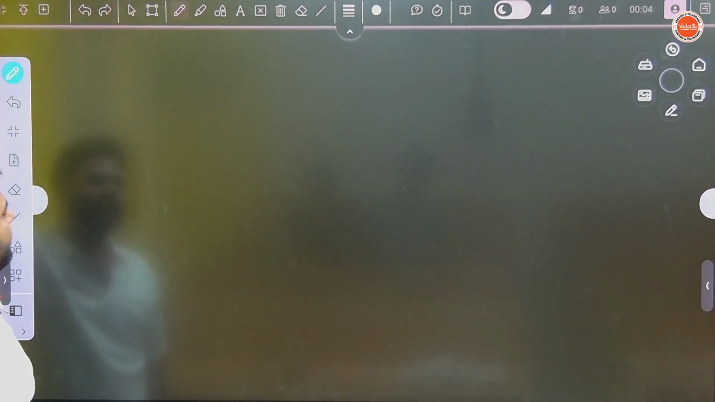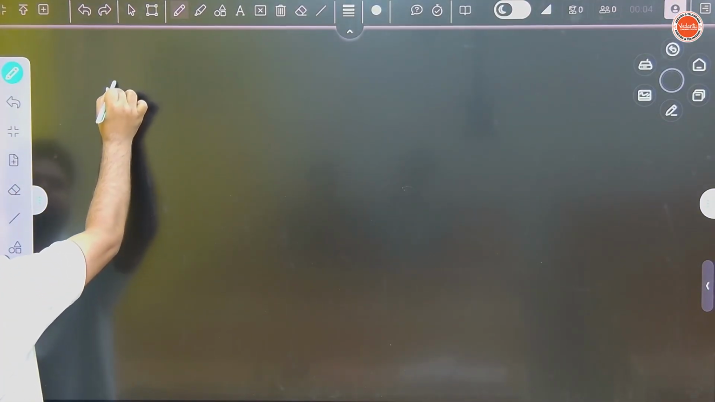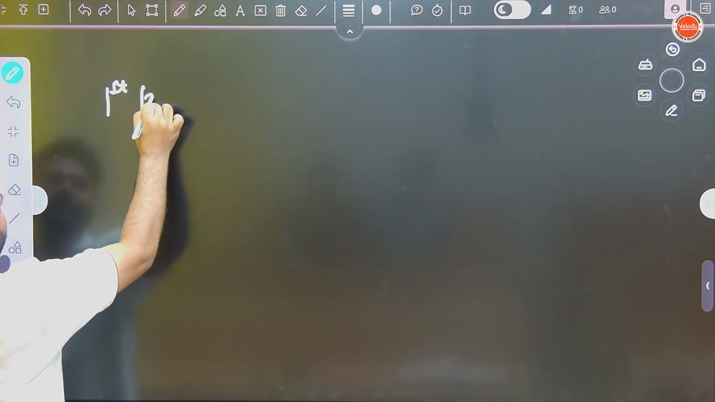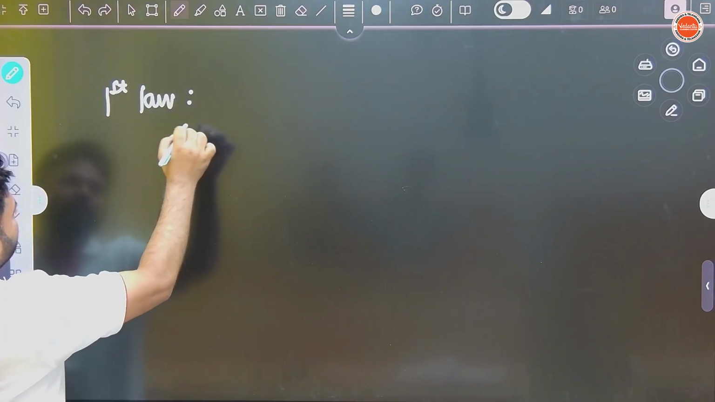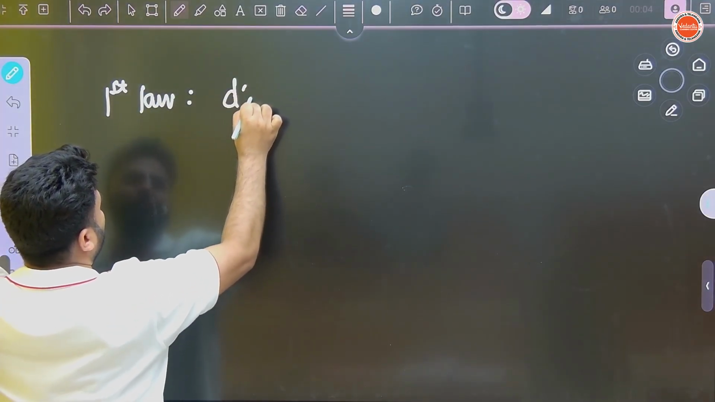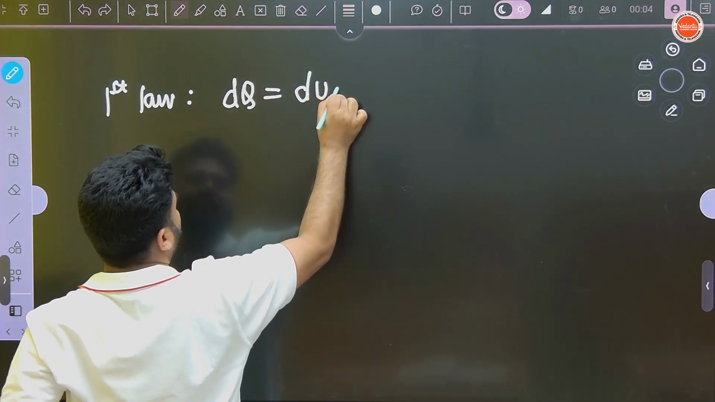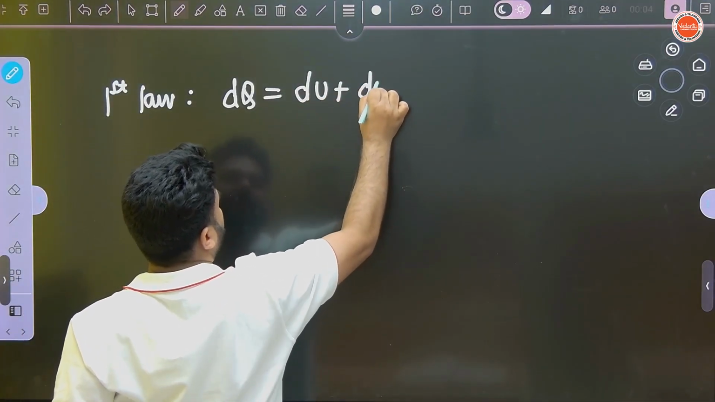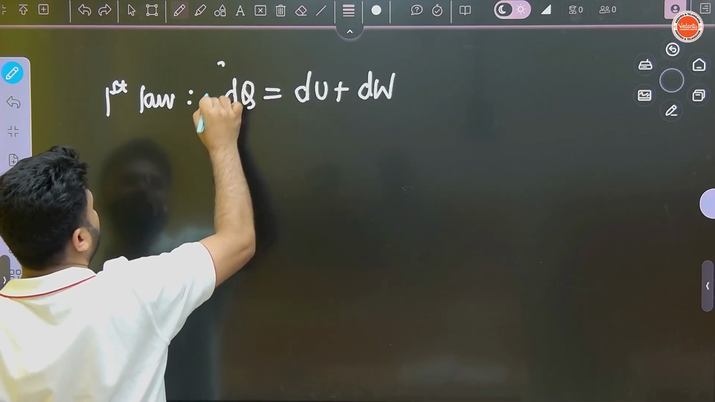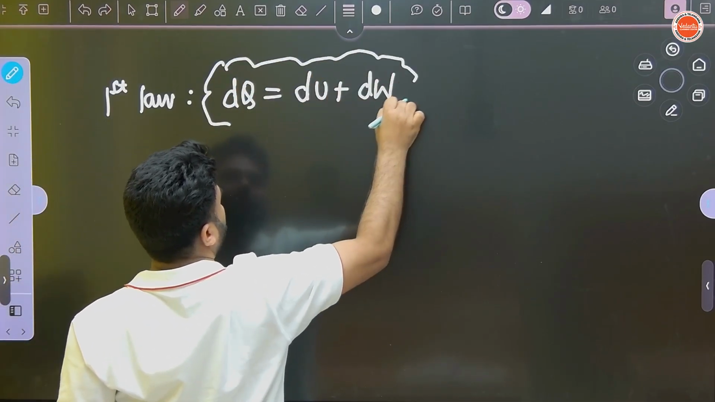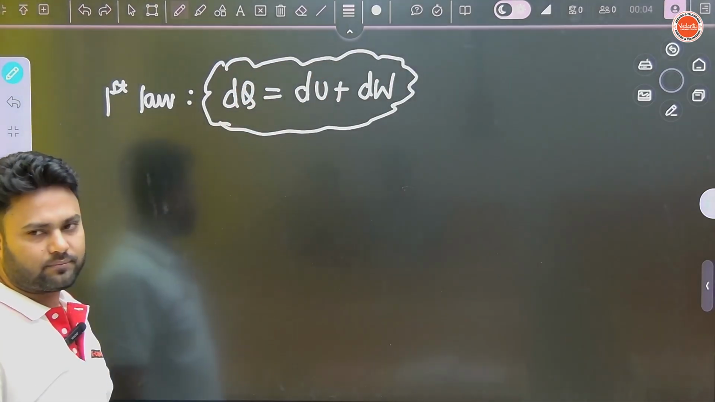So how do they define the first law of thermodynamics? First law: for any process, whatever heat energy you give will be equal to change in internal energy plus work done. This is the first law of thermodynamics. Correct.